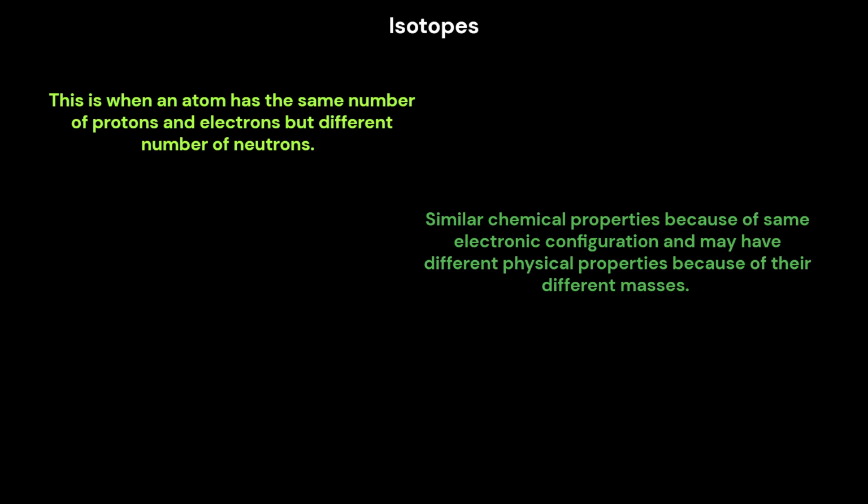Isotopes. This is when an atom has the same number of protons and electrons, but a different number of neutrons. Similar chemical properties because of the same electronic configuration, and may have different physical properties because of their different masses.